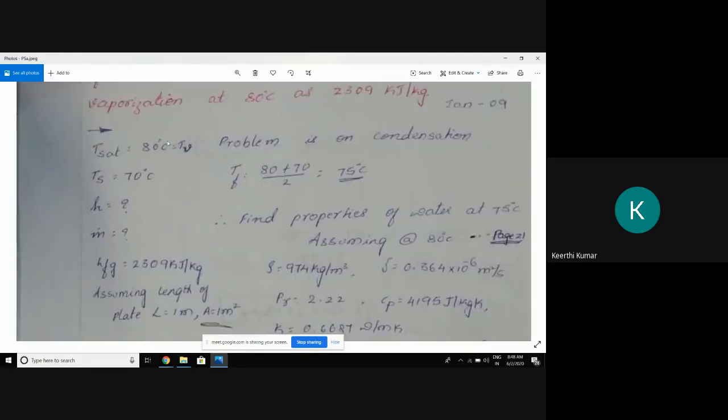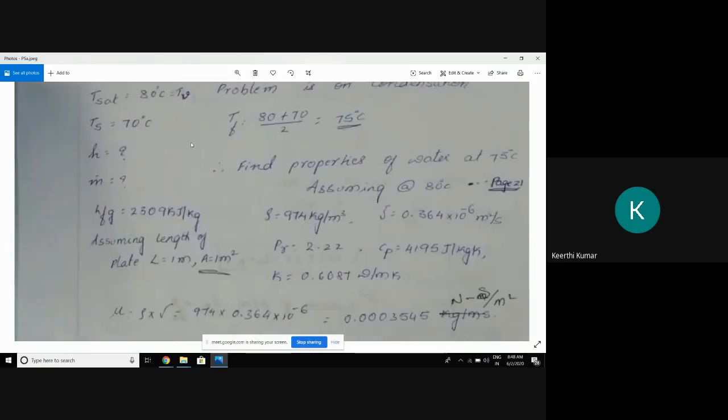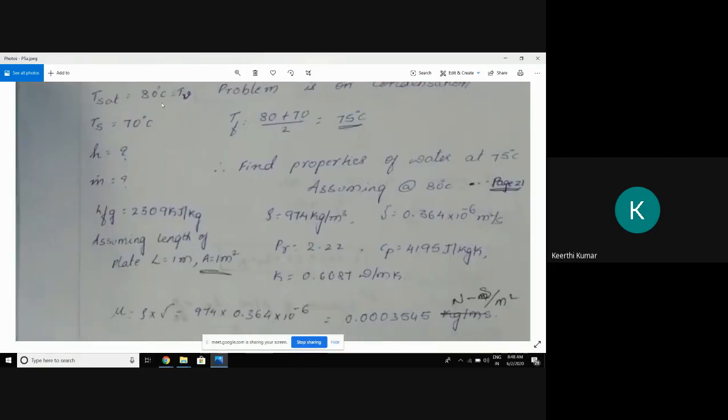These are all the data. First thing you should know is what is TV, what is TS. TS is the surface temperature. TV is the fluid temperature. Fluid temperature will always be greater than the surface temperature in condensation.